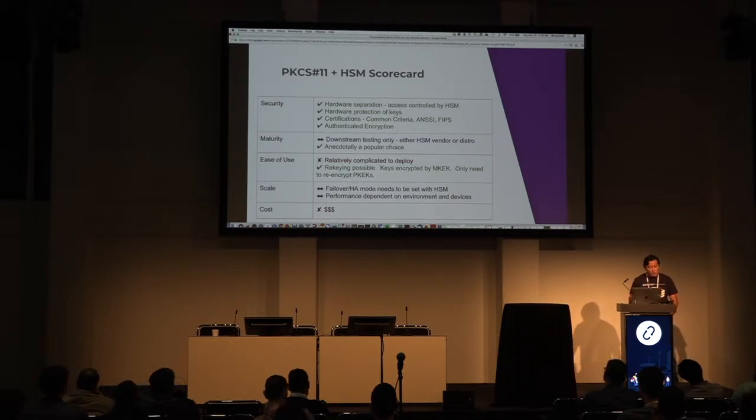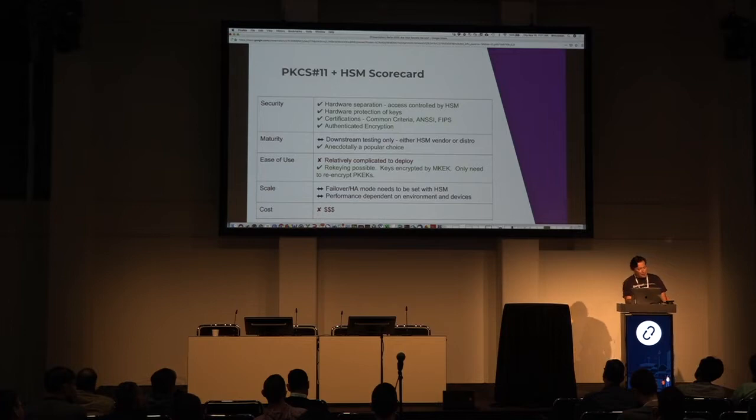The maturity, it is, again, a lot of people are using it, and I've met a lot of people here that are using HSMs. But right now, there is no upstream testing with the HSM. That's unfortunate because the gate doesn't have an HSM that's available to it. We don't have HSMs that we can use every time we produce a patch and have testing there. That may change in future. But we do have downstream testing, of course.